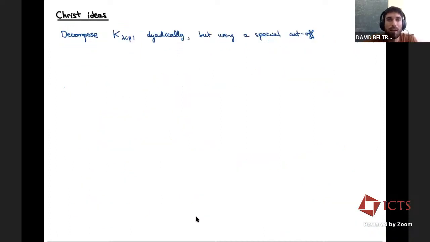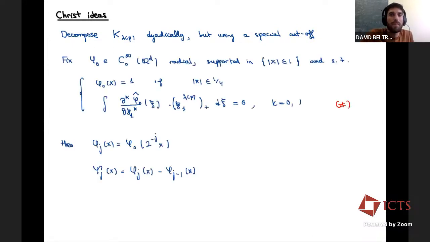So then he decomposed dynamically the kernel, but he used a very special cutoff, like a trivial cutoff is not good enough. And the cutoff that he used was a cutoff that had this vanishing moment property for the Fourier transform of a function. So he managed to construct a function satisfying this property, and then he used that. This property here is a vanishing moment, but only with respect to the first coordinate.